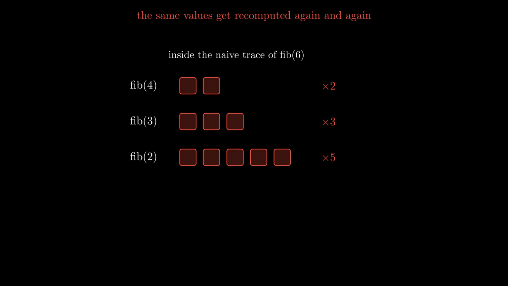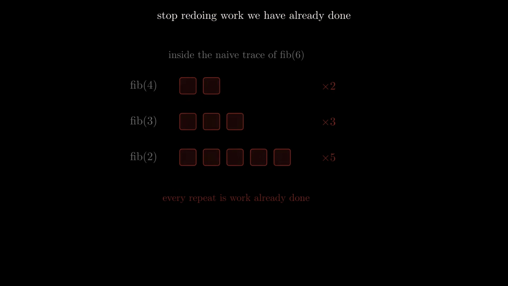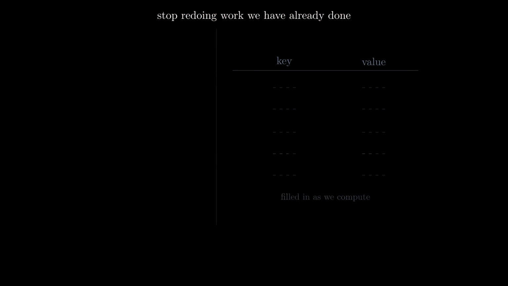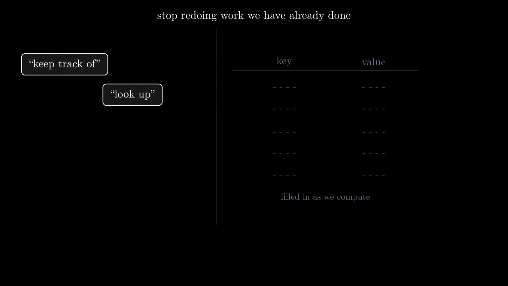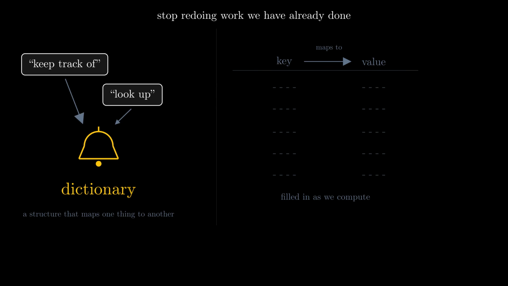The trace of Fibonacci of 6 exposes the problem. The same values get recomputed again and again. The fix is to stop redoing work we have already done. We want a data structure that lets us keep track of values as we calculate them and look them up later. A structure that maps one thing to another. Anytime you hear keep track of and look up, a little bell should ring that says dictionary.